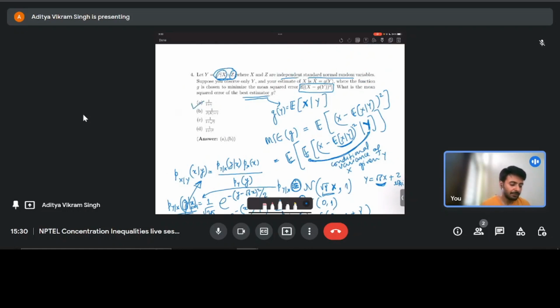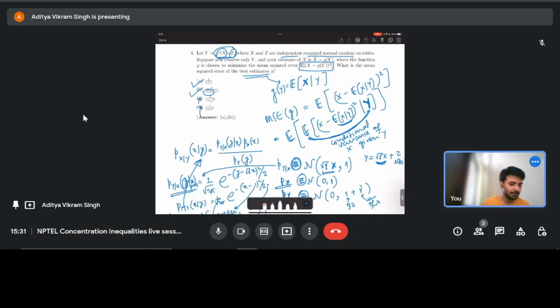And for the standard normal, we have also seen that g of x, which is the Fisher information, is also 1. So B is also correct here. And C and D are wrong. So this is just an exercise in computing conditional expectation and conditional variance.